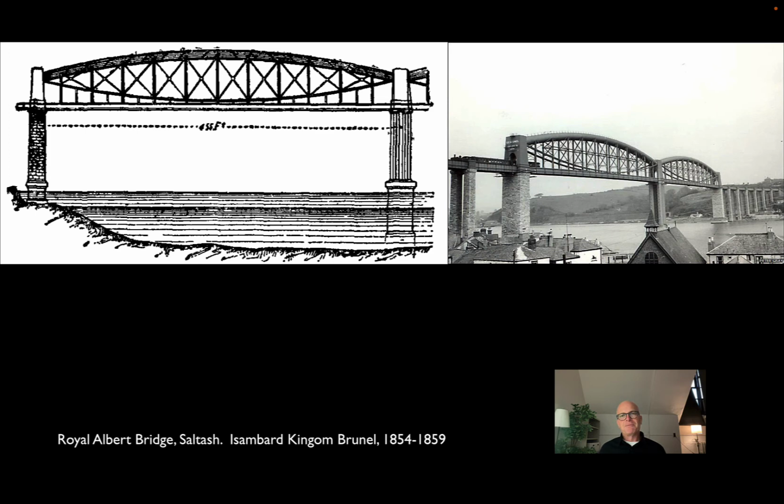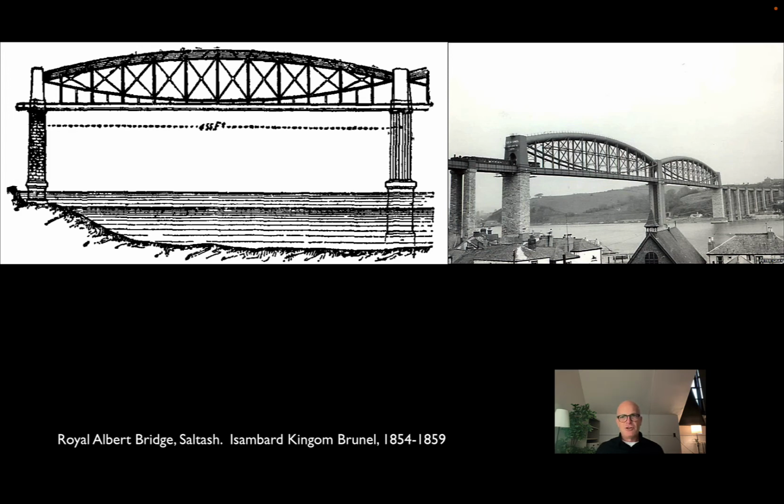A different way of thinking about the same problem was put forward by Brunel, who, instead of looking at the bending properties of a typical beam shape like Fairbairn would have naturally, looked at both tensile and compression arches as ways to span huge distances. And so here, Saltash on the other side of Great Britain, where he has a similar problem as the Britannia Tubular Bridge, Brunel comes up with this ingenious double arch system that carries the deck over these massive 450-foot spans.